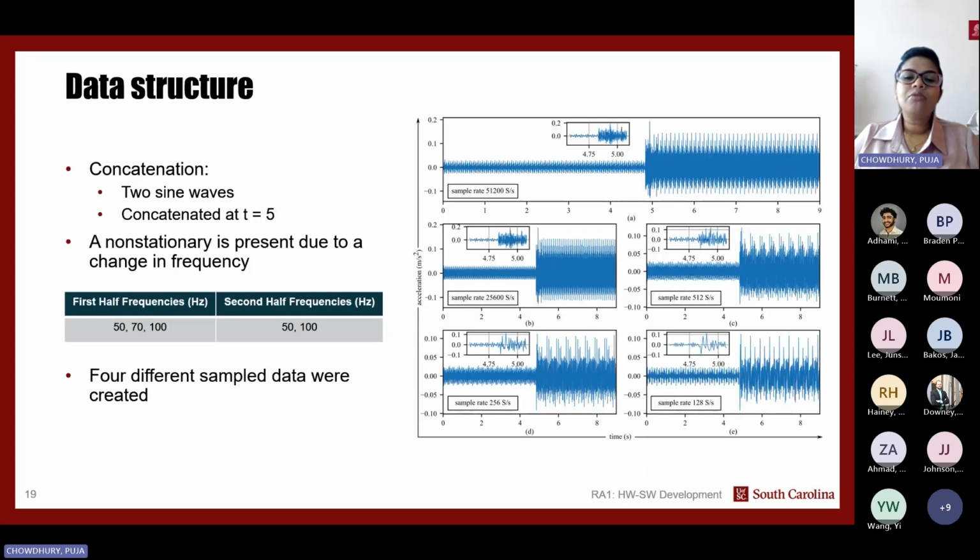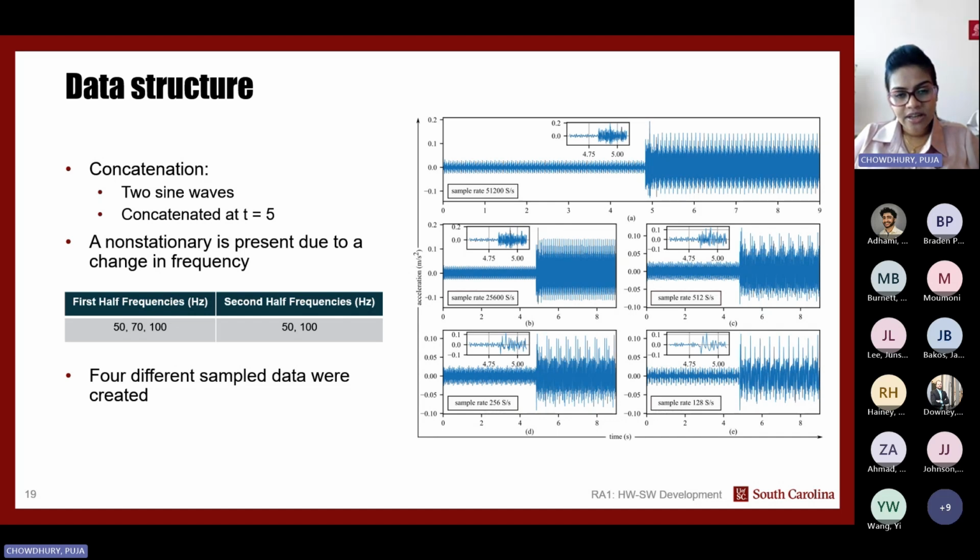As we talk about how we do the experiment to create the data, now a little overview of how we actually made the excitation signal, the non-stationary type of signal, with one simple explanation here. If we consider the first half of this signal based on 50, 70, or 100 Hz frequency, and the second half 50 or 100, we concatenate these two sine waves around 5 seconds to make this non-stationary effect. That's how non-stationarity is presented, due to a change in the frequency.